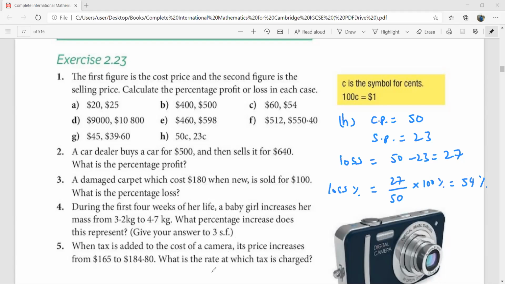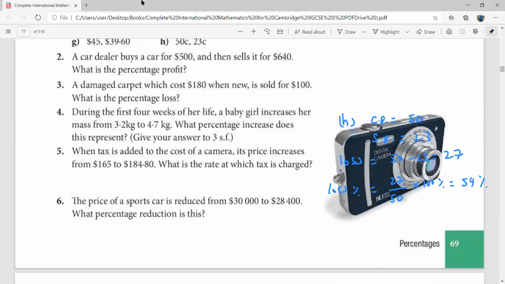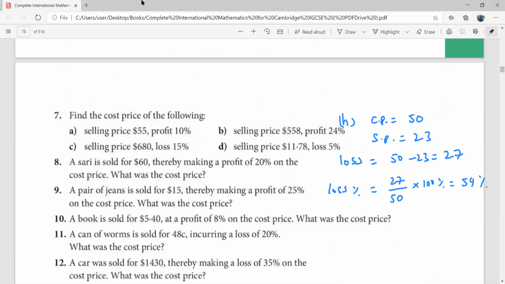In the next segment, I will be telling you the questions like we have here, where we have the selling price, the profit percent is given, and we have to find this original value. Okay, so see you in the next segment.